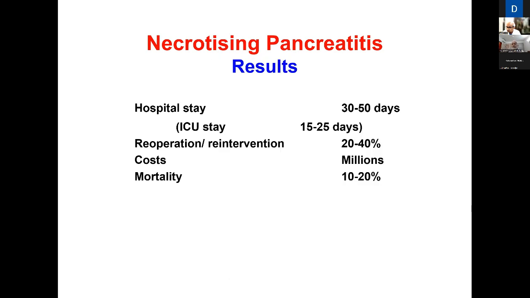As I said, counseling is very, very important because by and large, patients with severe, especially infected necrotizing pancreatitis have a long hospital stay, including prolonged ICU stay. Rate of reoperation or reintervention need is very high. Costs can run very high. And in spite of all this, the mortality still remains in the range of 10 to 20%. So counseling of the patient and relatives in the beginning is very, very important.